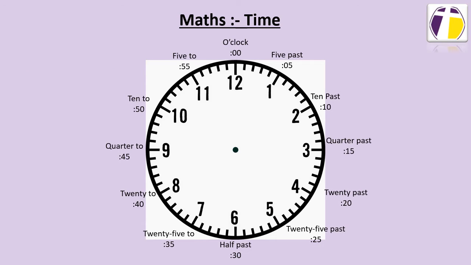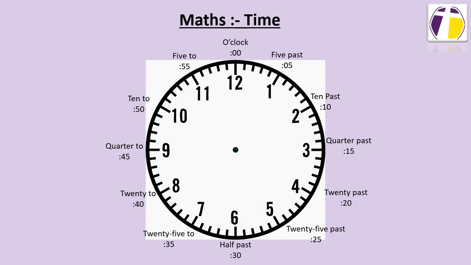We then had a look at clocks. As you can see, I've got a clock face on the board. When we are reading an analog clock, using the image in the center, we have 2 hands. And if you remember, we have one hand which is longer than the other hand. We have the minute hand, which is longer, and the hour hand, which is shorter.